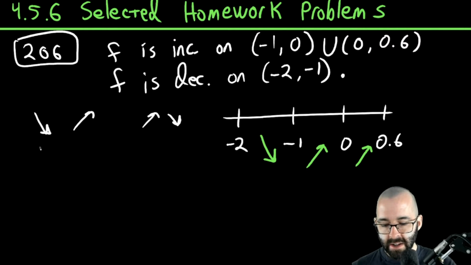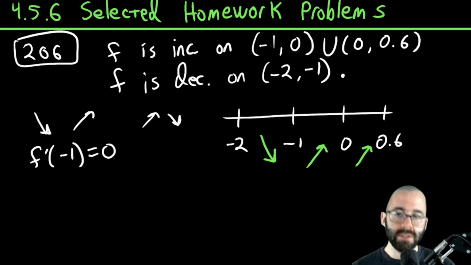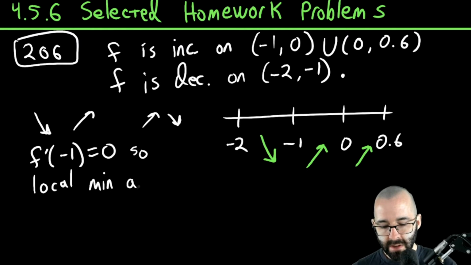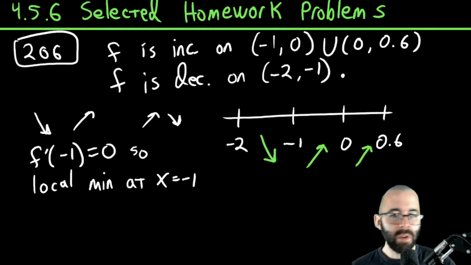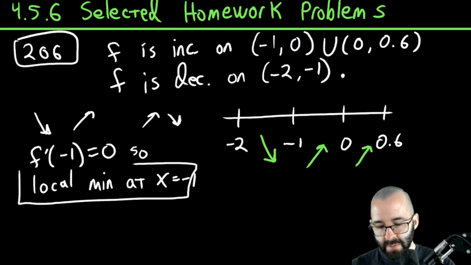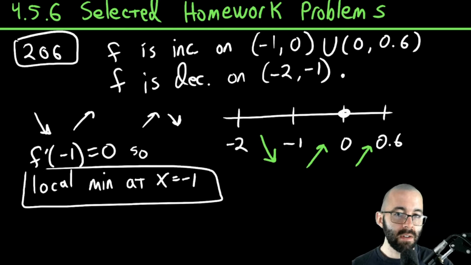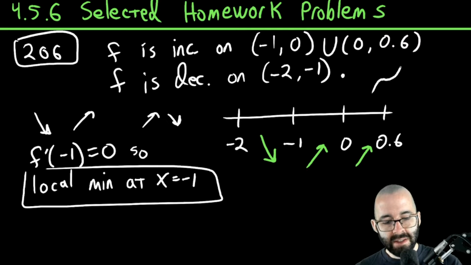So we know that f prime at -1 equals 0, and it goes from decreasing to increasing, so local minimum. We don't know the actual function value. We only know that there's a local minimum when x is equal to -1. When x is equal to 0, that's also a critical point. But the first derivative test says that there's no local extremum here because it's increasing and then increasing again. Kind of have like this situation or something.